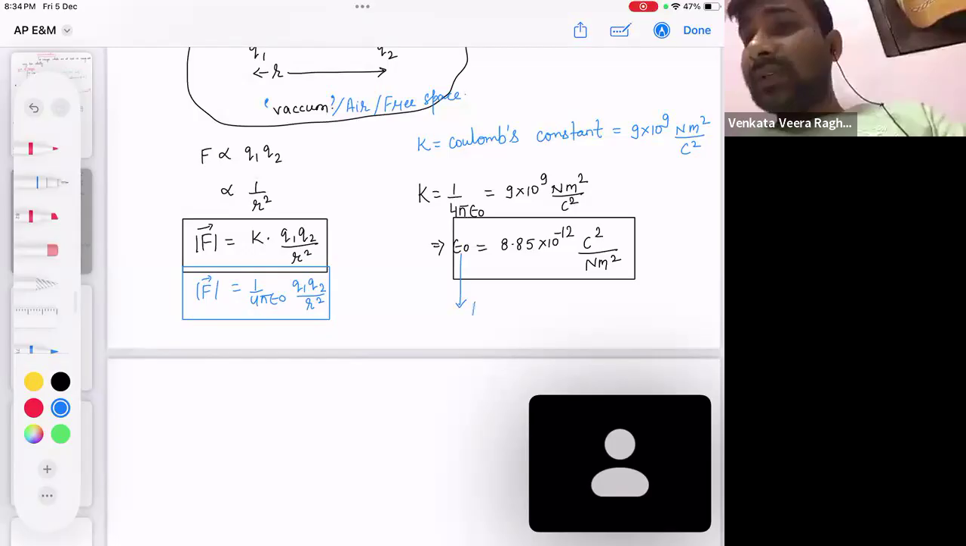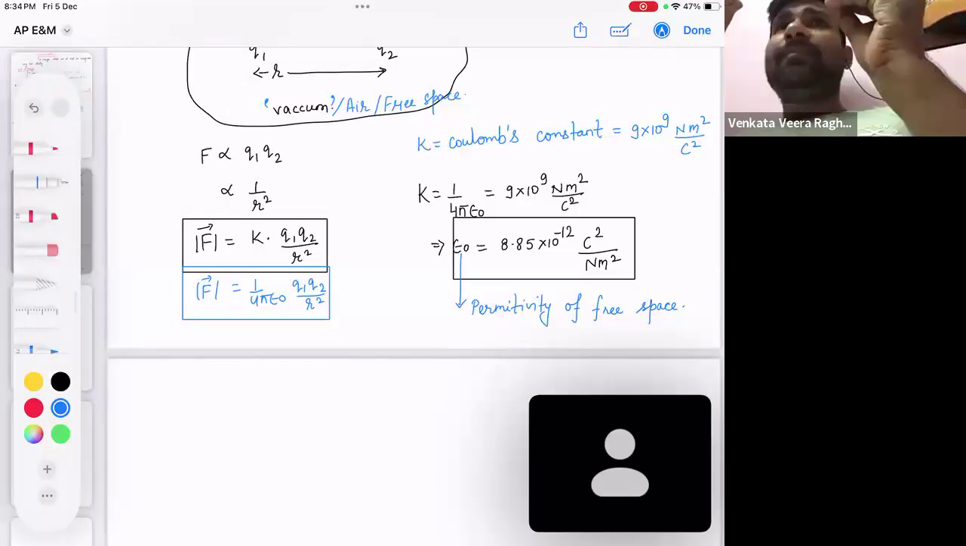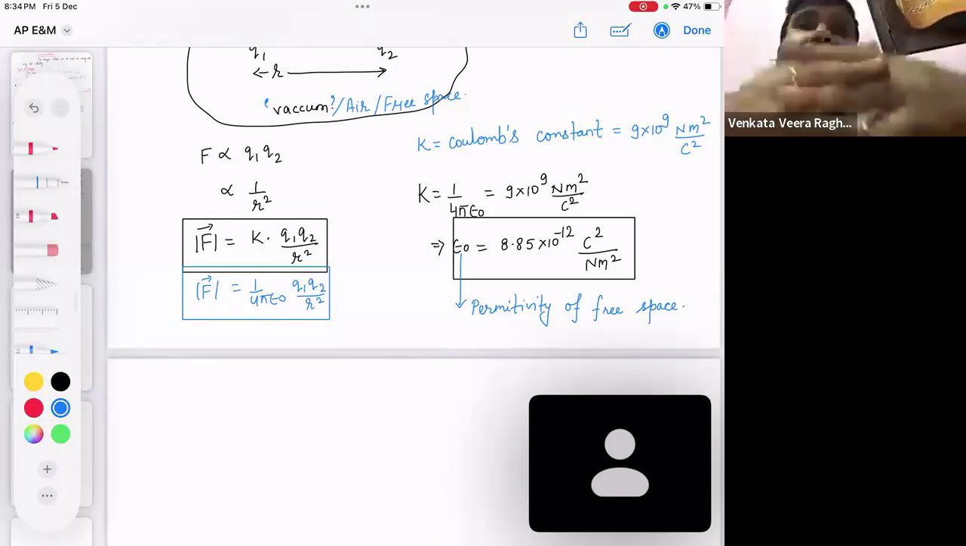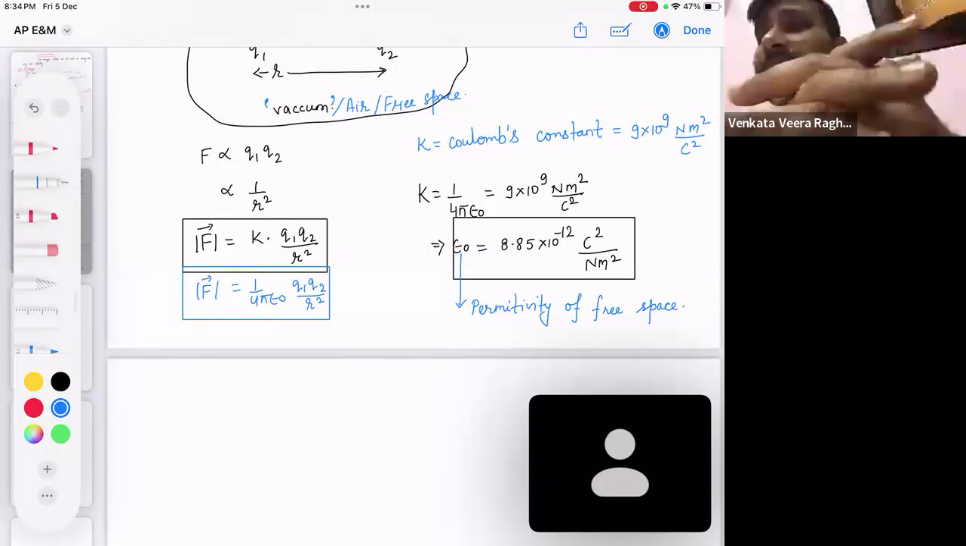What does it mean by permittivity? How much a medium can get polarized. Whenever a charged particle is there, isn't it that the particles in the surrounding will also get charged? Please tell me, does it happen or not? If I keep a charged particle at a point, isn't it going to create some more charged particles in its surrounding?